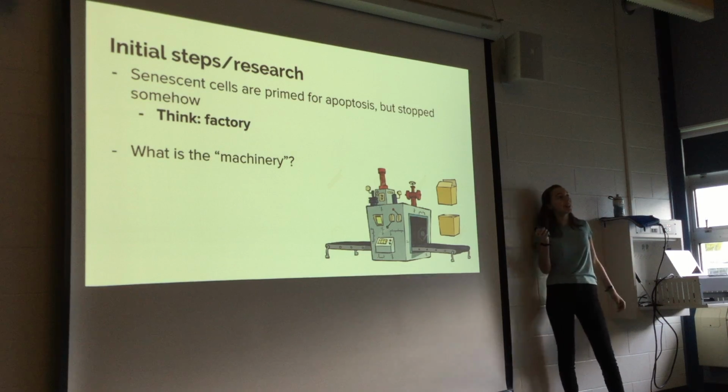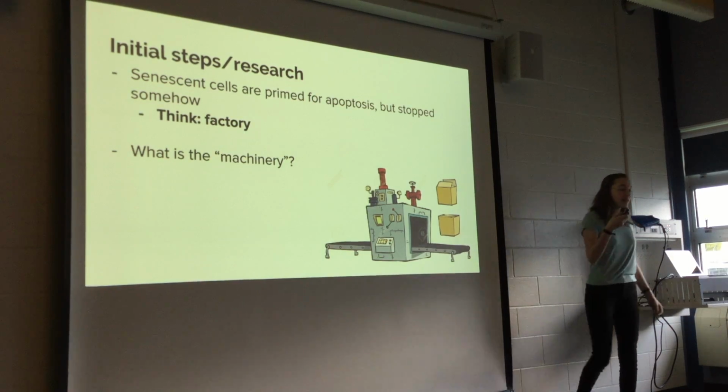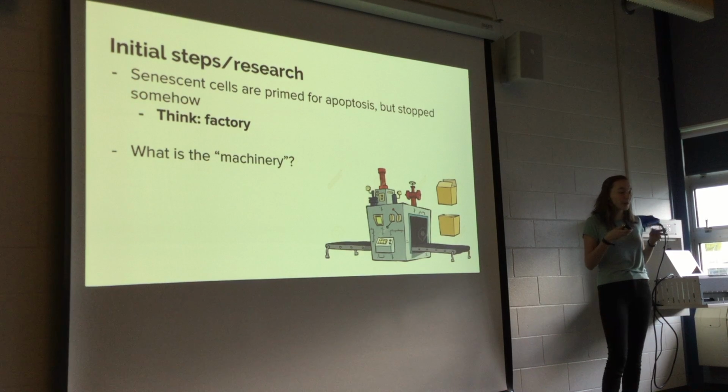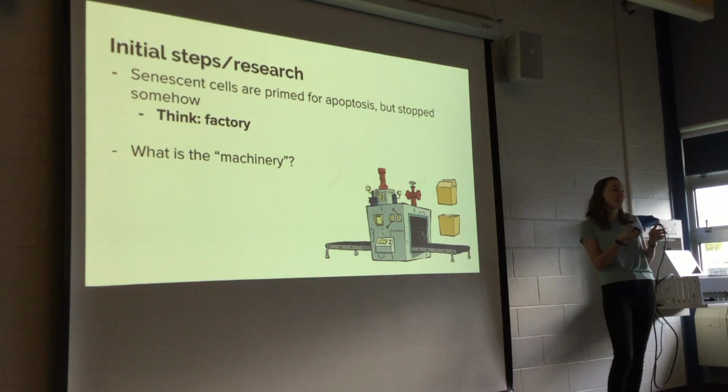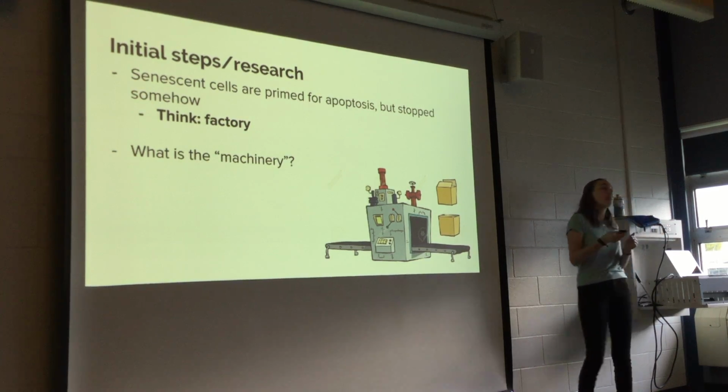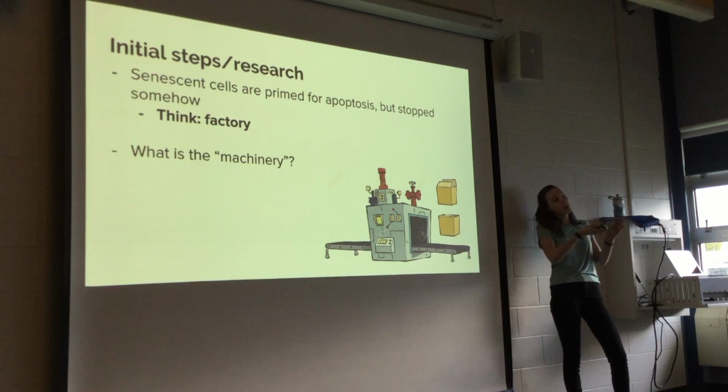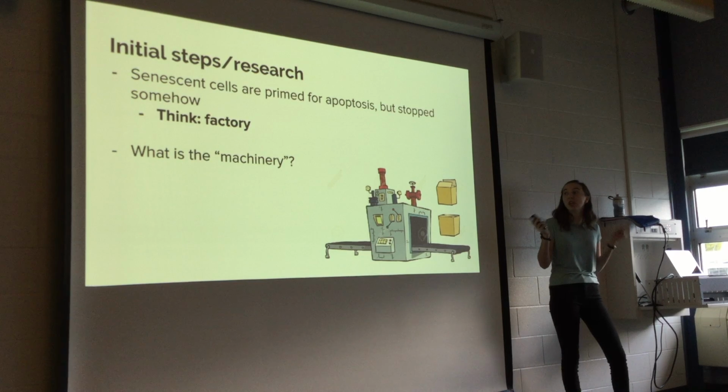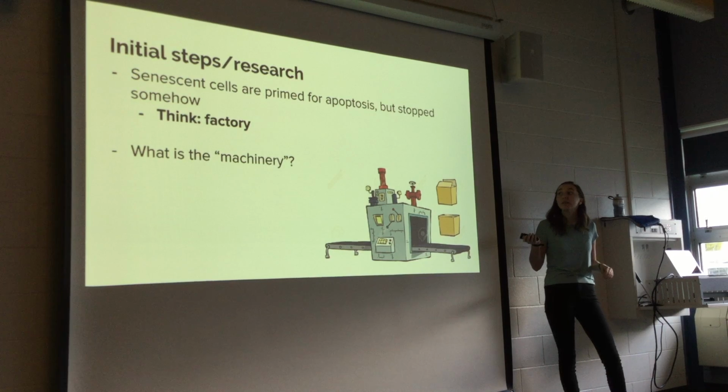I think it's easiest to think of this as a factory. So cells are going through this conveyor belt, this process going into apoptosis. They're getting ready as if they were going to undergo apoptosis, but then they're stopped somehow. There's some machinery at the end that pulls the cells off the track of apoptosis and makes them become senescent. But the researchers didn't know what this machinery was, so they wanted to find out what is making the senescent cells senescent.